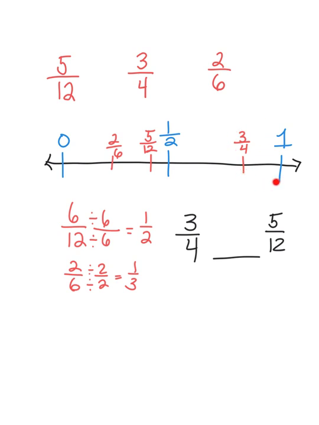3/4 is much closer to 1 than 5/12. There's more going to the right, whereas 5/12 is closer to the left. So 3/4 is definitely bigger than 5/12. So we can also say it this way: 5/12 is greater than, less than, or equal to 3/4, and it would just go the opposite way because 5/12 is less than 3/4.